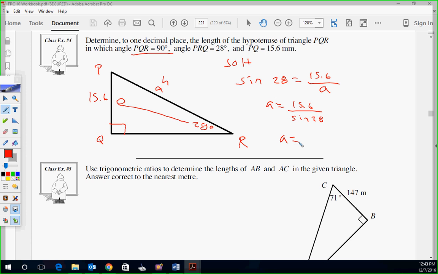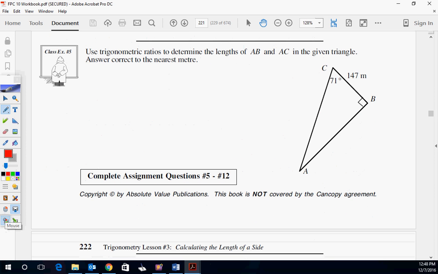What do we get for A? 33.2. Okay, so I'm going to go 1 decimal place, 33.2. You guys are confusing me. 33.2. All right. Okay, last one. We'll take a quick break and then we'll hit up lesson 5 or 4.